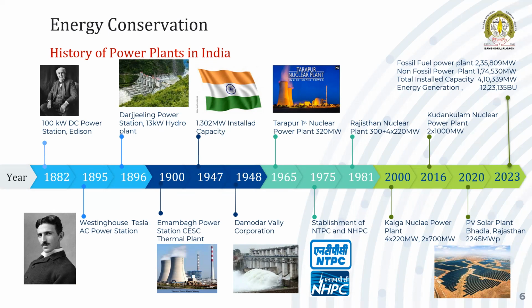So now there is a mix of thermal, nuclear, wind and solar. This is the fossil power plant capacity up to 2023, and this is the non-fossil and total capacity, and the energy generation from it. So you can see again that the power plant capacity from fossil fuel is very large as compared to non-fossil fuels, that is, conventional versus renewable energy.